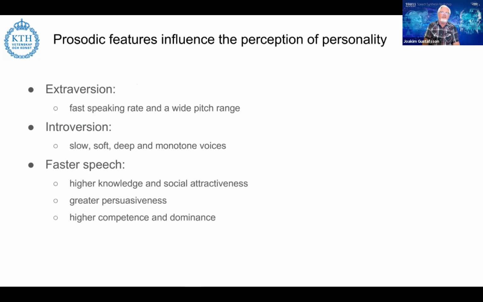Prosody also influences the perception of personality. Extroversion has been associated with fast speaking rate and a wide pitch range, while introversion is more soft, slow, deep and monotone. Faster speech rate has been found to influence the perception of social attractiveness, persuasiveness, and dominance.